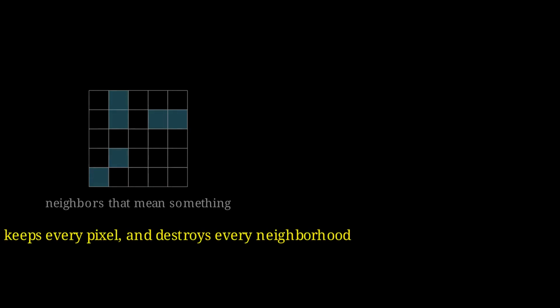So take the input and shuffle the pixels, every pixel sent to a fixed random new home. The picture keeps every pixel it had, not one is lost. But every neighborhood is destroyed. The pixels that used to sit side by side are now scattered across the frame. And the kernel, sliding over that shuffle, is now reading patches that mean nothing.